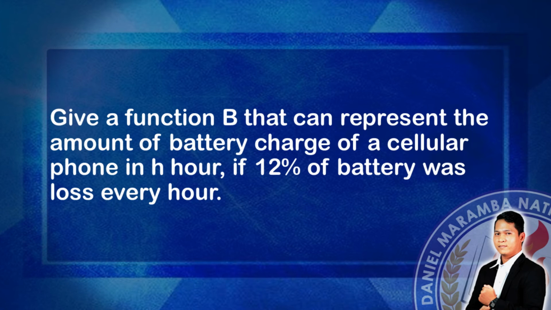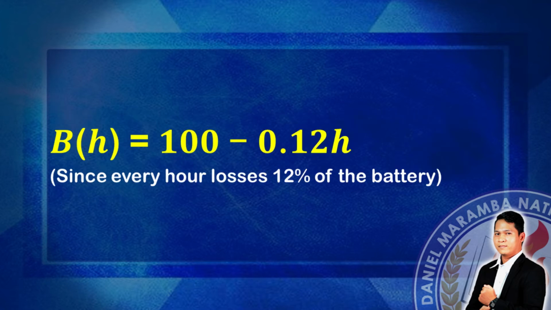Here's another example. Give a function b that can represent the amount of battery charge of a single phone in h, or hours, if 12% of battery was lost every hour. So it is 100 minus 0.12 times h, or the hours, since every hour loses 12% of the battery.